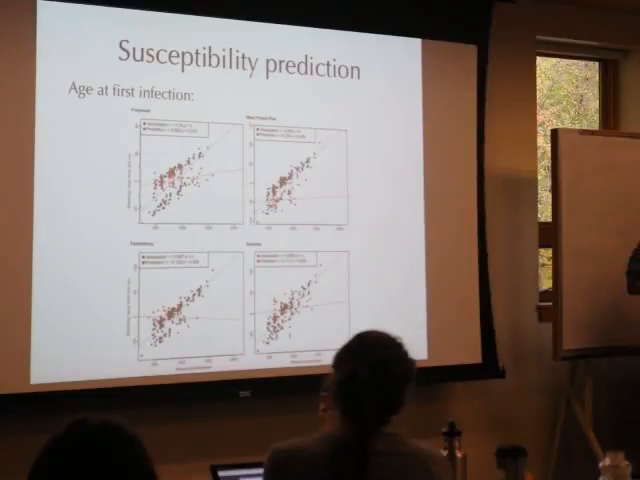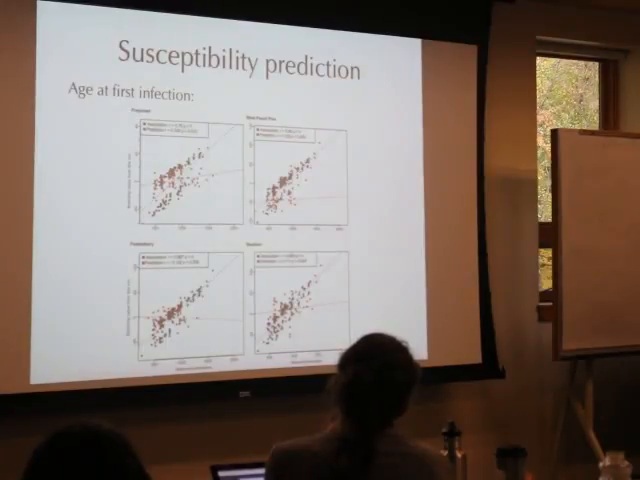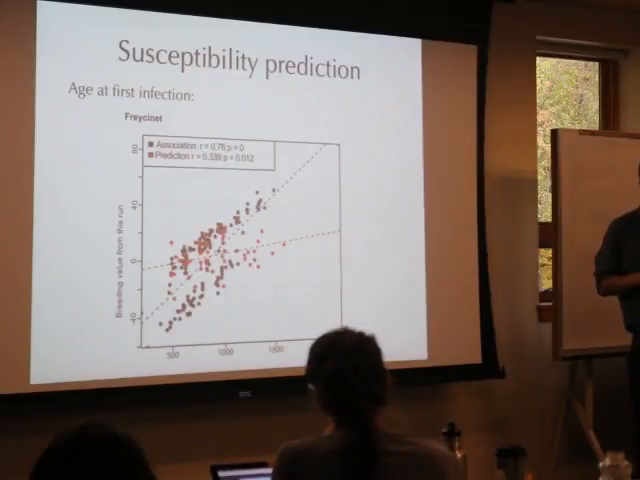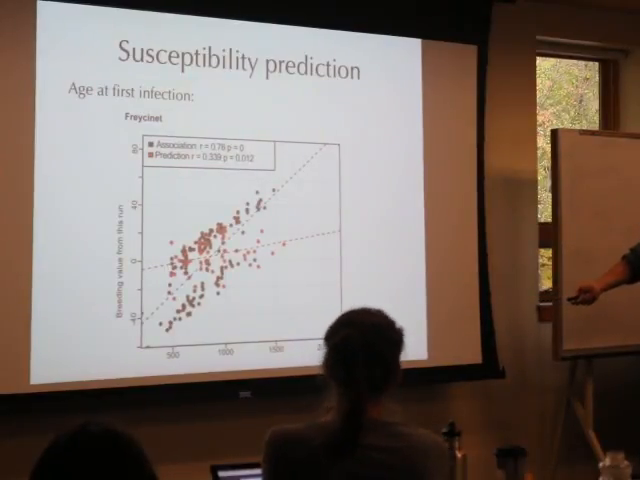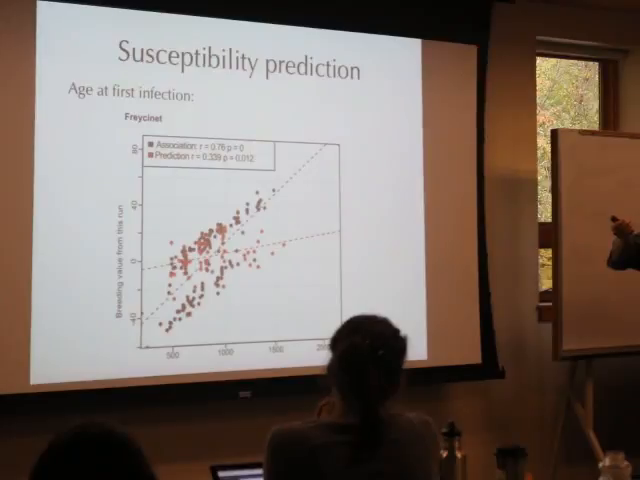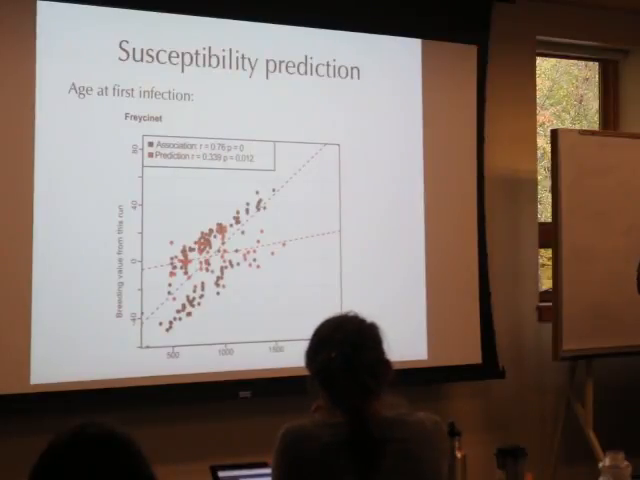And then, we're interested in being able to predict the susceptibility of individuals to disease. So on all of these plots, I'll just zoom in on one, which is the most significant one. This is for the phenotype age at first infection, so the age at which an individual is first detected to have the disease.